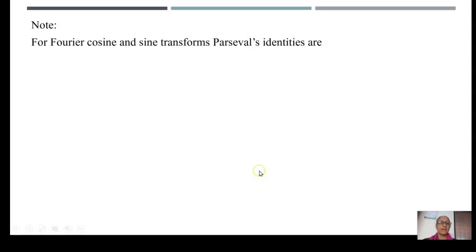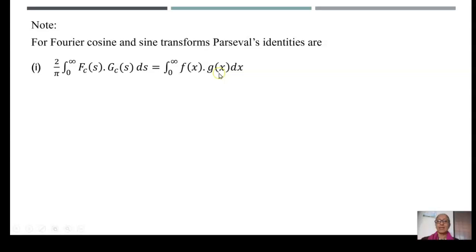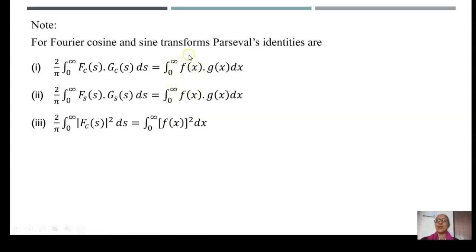Now, we can define Parseval's identity for cosine and sine transforms also. For the cosine transform, 2 by pi integral 0 to infinity f_c of s, the cosine transform of f, and g_c of s, the cosine transform of g of x, ds equal to integral 0 to infinity f(x) into g(x) dx. Now, 2 by pi integral 0 to infinity f_s of s, the sine transform, and g_s of s, the sine transform of g of x, ds equal to integral 0 to infinity f(x) into g(x) dx. If you observe, both RHS are the same, but on LHS, in the first statement we have taken cosine transforms, and in the second statement we have taken sine transforms.